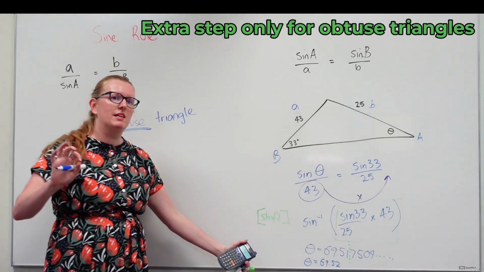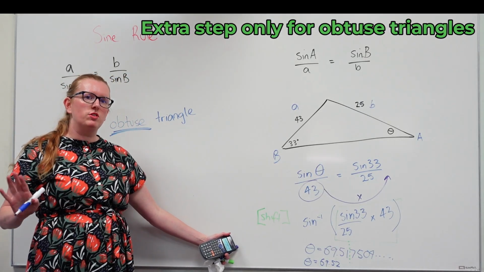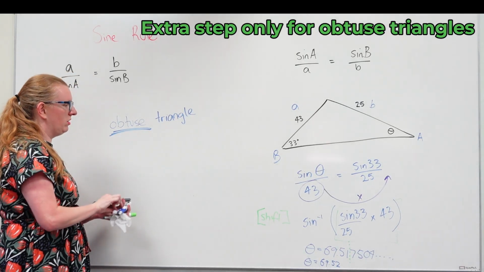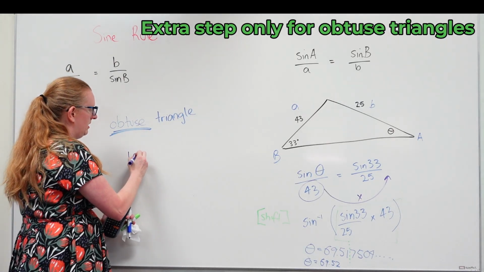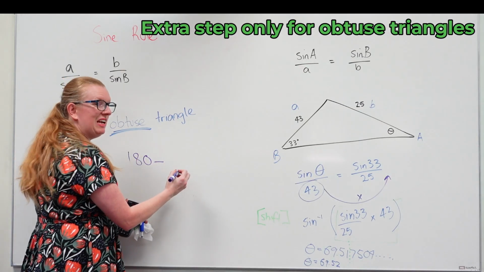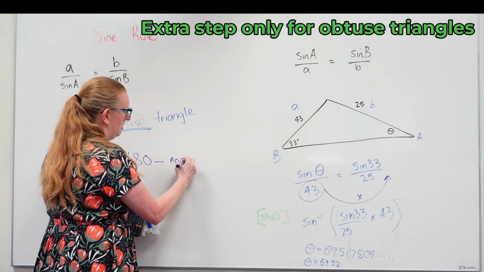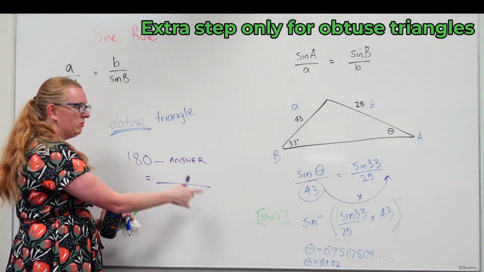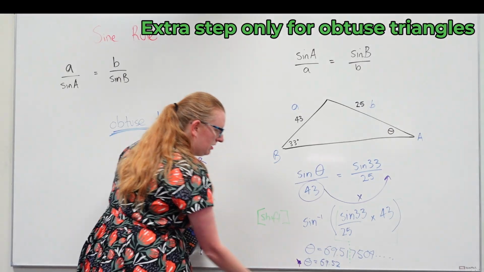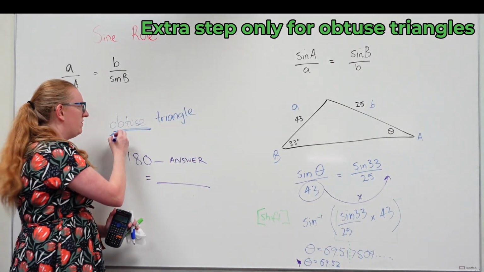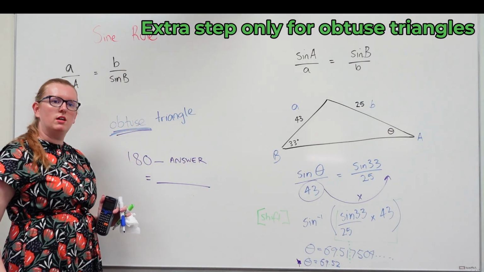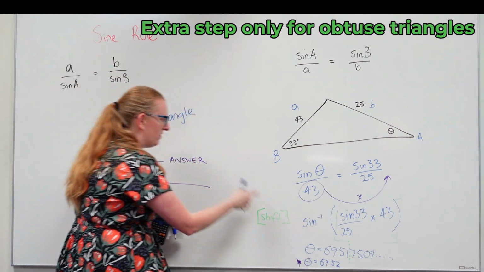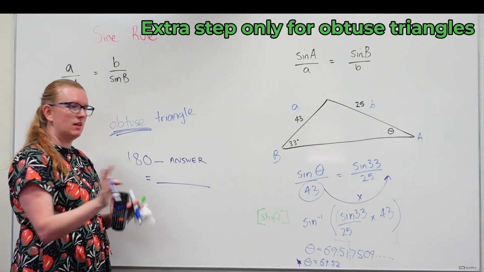So the secret is, if it says anything about obtuse in your question, you have to do this next step. You're going to go 180 minus whatever answer you got. And then that will be your answer, right? So 180, take away whatever answer you got here, and that'll be the answer if it says the word obtuse, okay? So the word obtuse tells you, take your answer away from 180, and you get the answer. Okay, so let's do that.